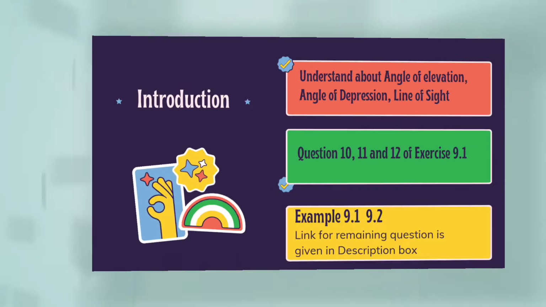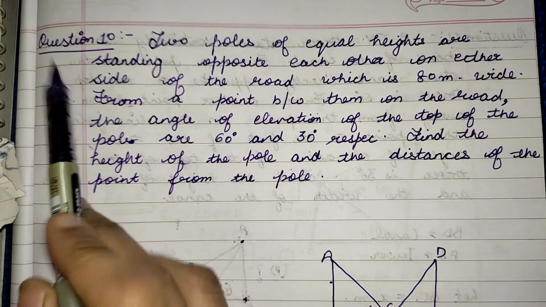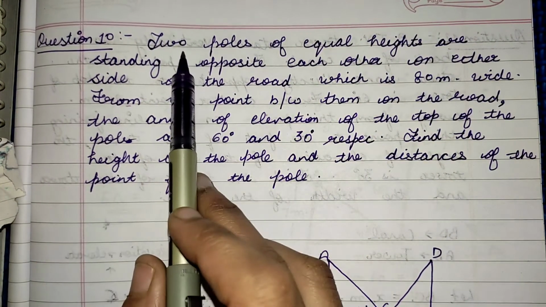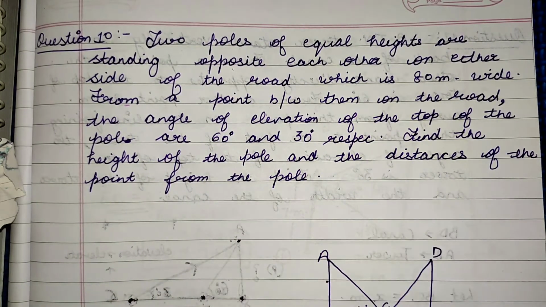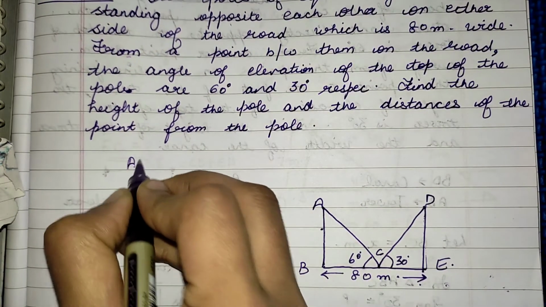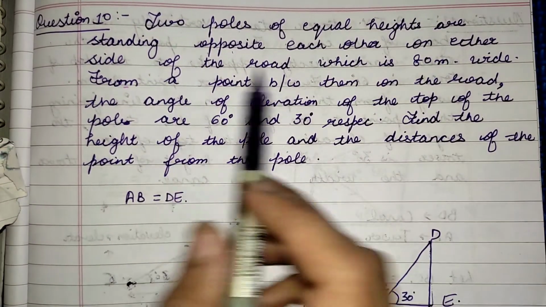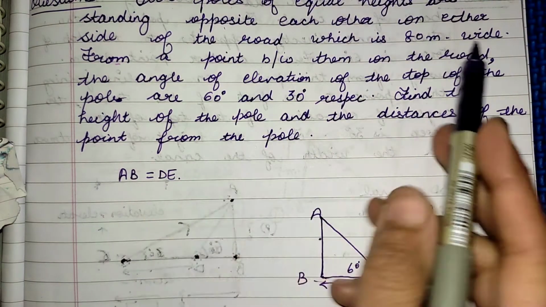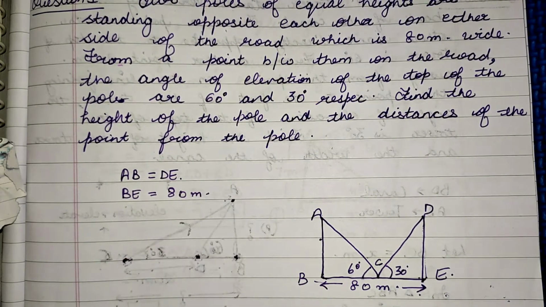In this video, we are going to solve question number 10, 11 and 12. Let's start solving the very first question of today's video, which is question number 10, which says that two poles of equal heights are standing opposite to each other. Two poles of equal heights means it is given to you that AB is equal to DE on either side of the road, which is 80 meter wide. So the road is 80 meter wide means BE is equal to 80 meter.